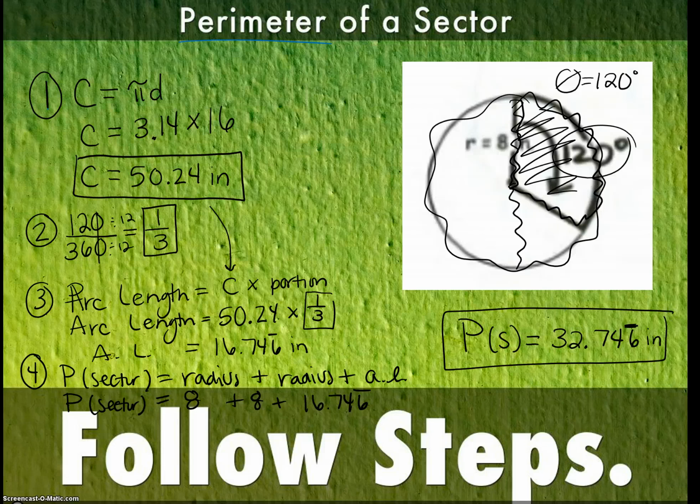When you're doing your homework, though, it's going to be worth 4 points. 1 point for getting the circumference, 1 point for getting your portion, 1 point for getting your arc length, which is here. I forgot to circle highlight that. And then 1 point for your final answer of the perimeter of the sector. So 4 points in all.